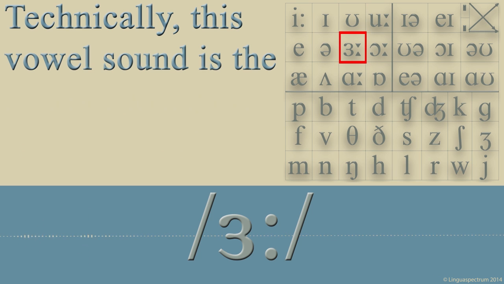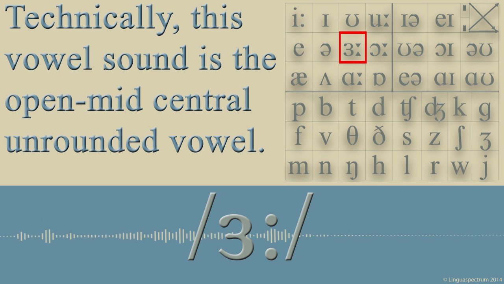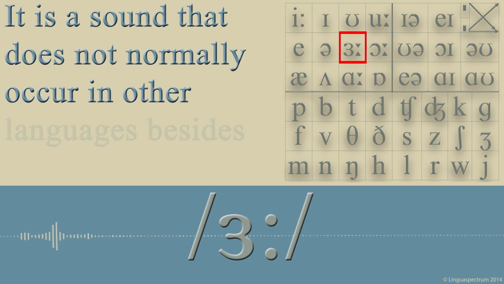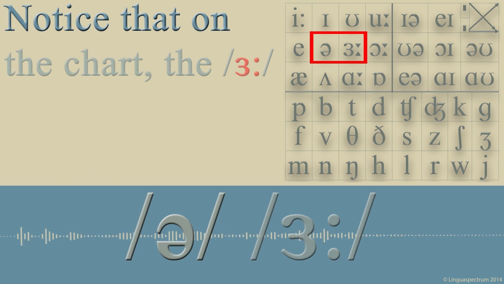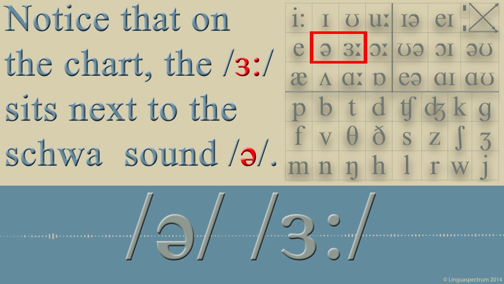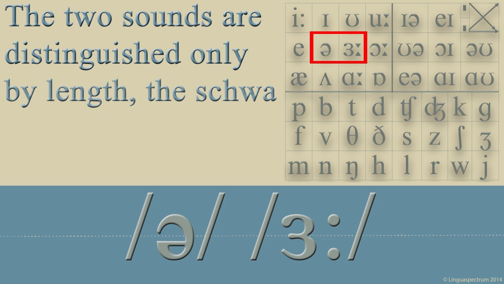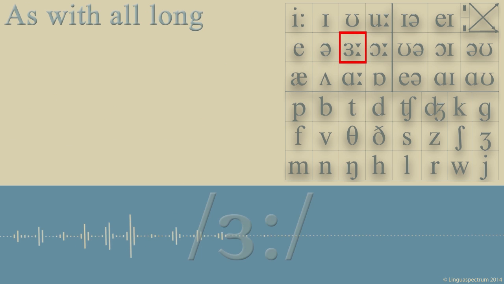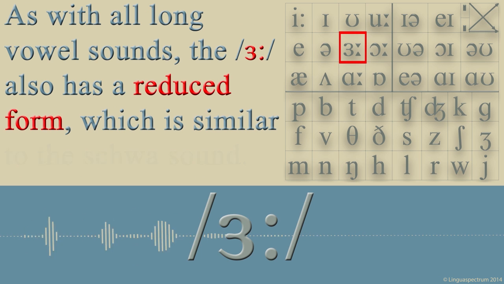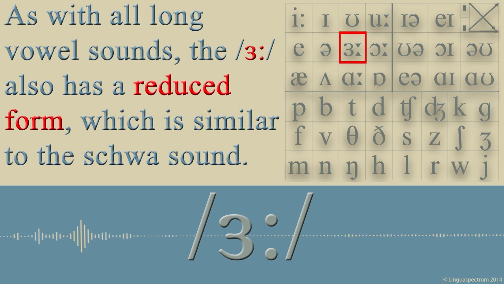Technically, this vowel sound is the open, mid, central, unrounded vowel. It's a sound that doesn't normally occur in other languages besides English. Notice that on the chart, the sits next to the schwa sound. The two sounds are distinguished only by length, the schwa being short and the being longer. As with all long vowel sounds, the also has a reduced form, which is similar to the schwa sound.